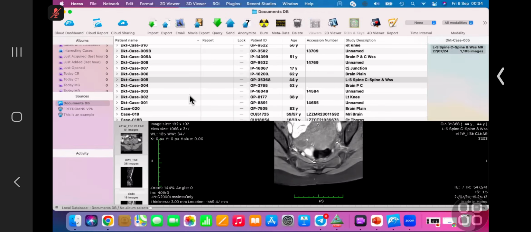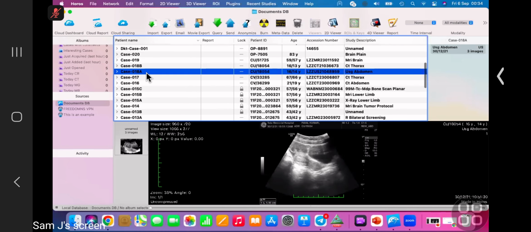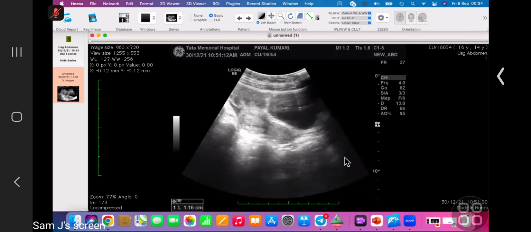Case 18. Okay. All right. So this is a 16-year-old female who came with a history of progressive abdominal pain and also a swelling or a lump in the left lower abdomen.